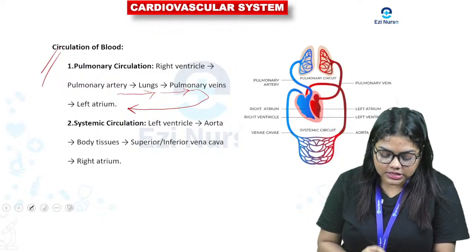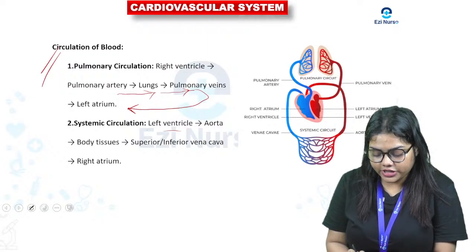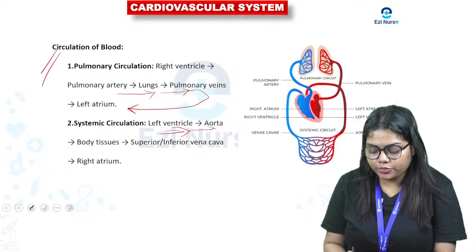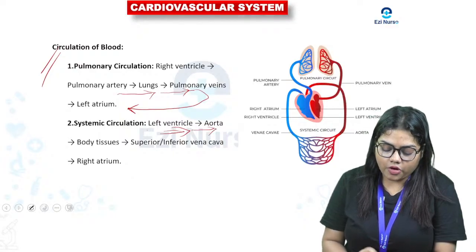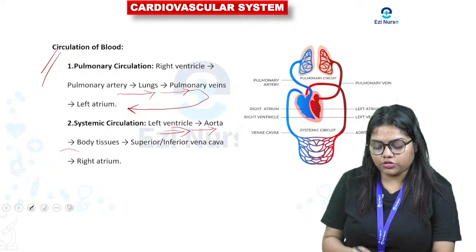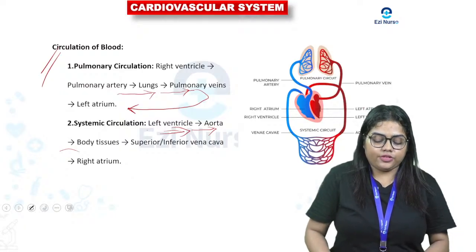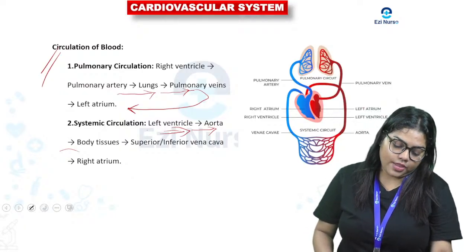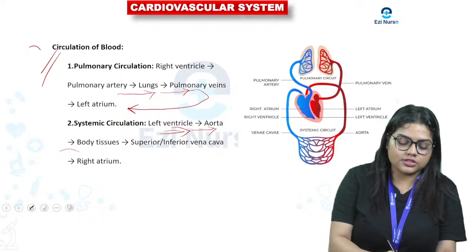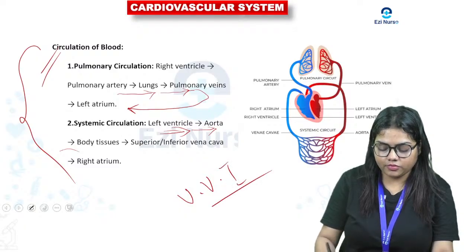Now for the systemic circulation, what will happen? From the left ventricle, it will collect the oxygenated blood and move forward to the aorta. From the aorta it will go to the body tissues. From the body tissues it will move on to the vena cava, and it will reach the right atrium again. So this will continue. This is the circulation of blood. This is very, very important.